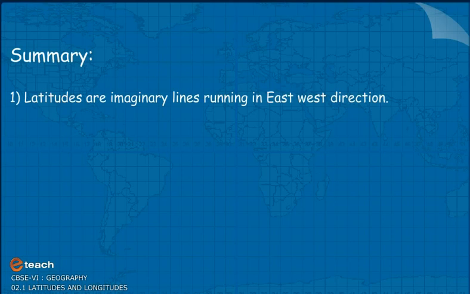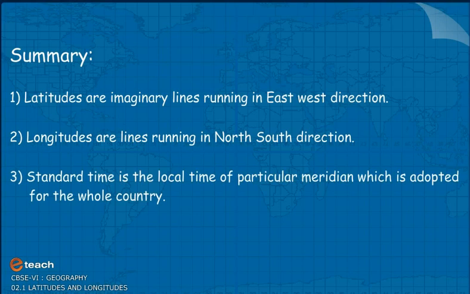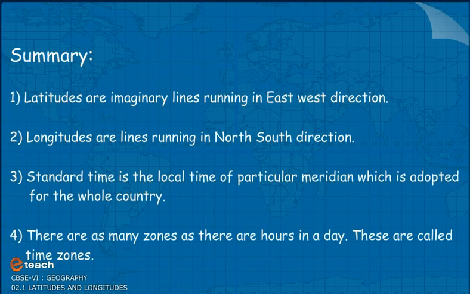Summary. Latitudes are imaginary lines running in east-west direction. Longitudes are lines running in north-south direction. Standard time is the local time of a particular meridian which is adopted for the whole country. There are as many zones as there are hours in a day. These are called time zones.